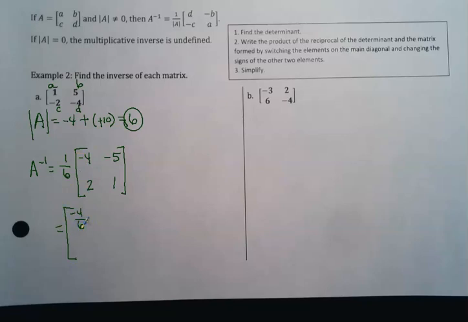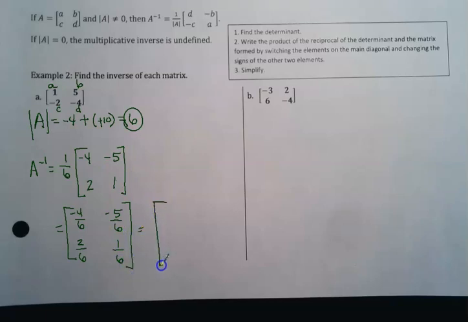All right, we'll reduce them afterwards. I just want to see them. 1/6 times negative 5 is going to be negative 5/6. 1/6 times 2 is 2/6. 1/6 times 1 is 1/6. All right, so let's simplify this.